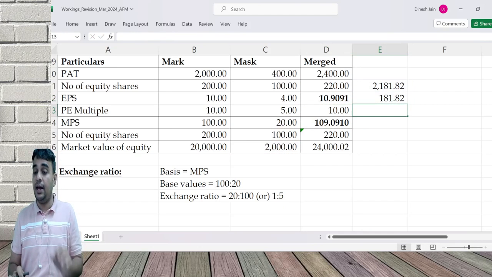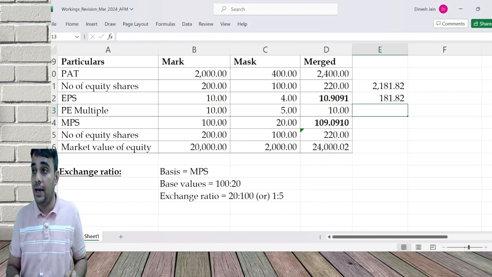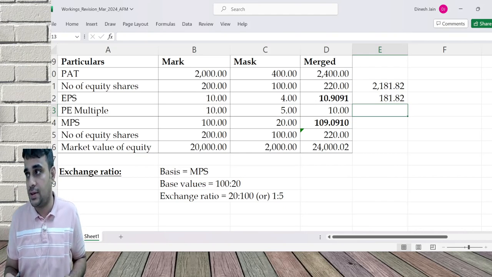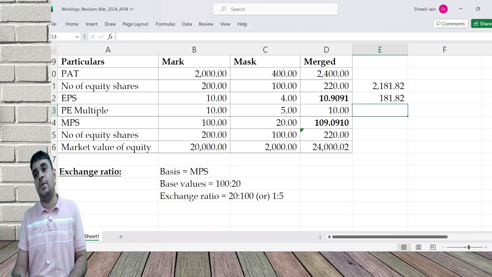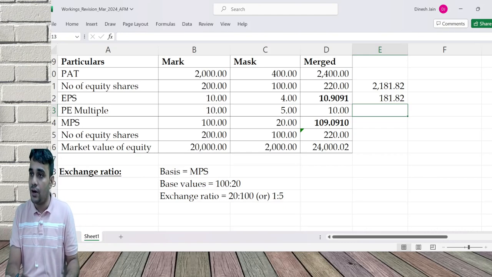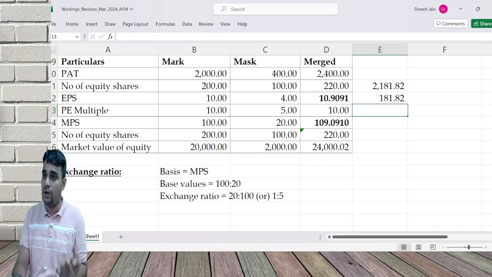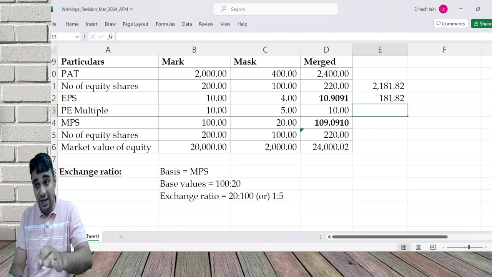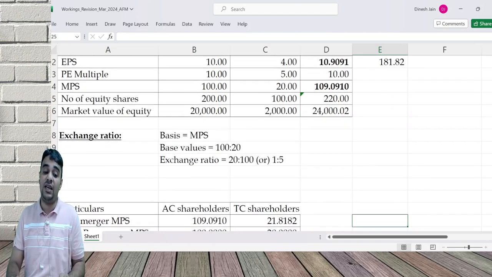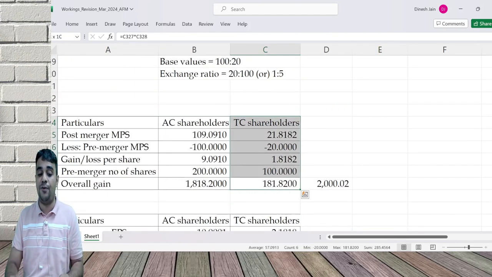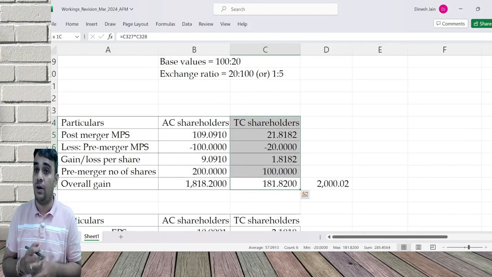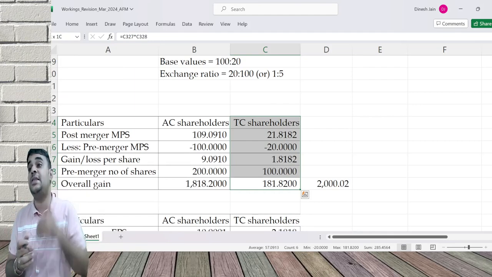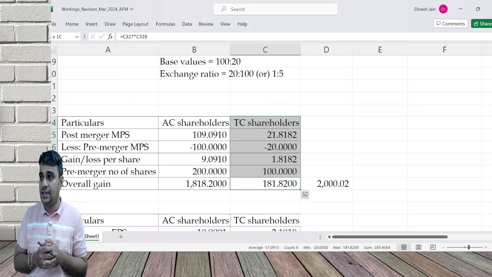Understand these terms very clearly. I paid extra 181.82. Extra is the true cost of merger, or net cost of merger. Whatever extra you are paying is the gain for the TC shareholder.